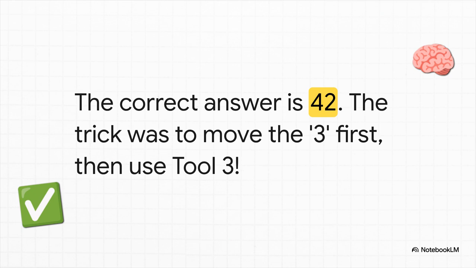The key, the crucial first step, was moving that 3 over to the other side to isolate the fraction. Once you have m divided by 7 equals 6, then you can use tool 3 to clear the denominator and get the solution. See how the tools can team up? That's what this is all about.